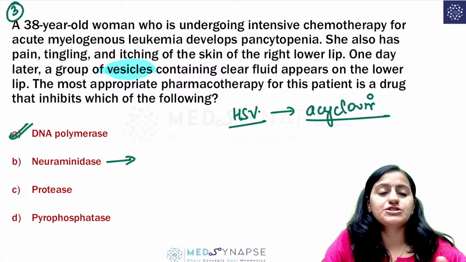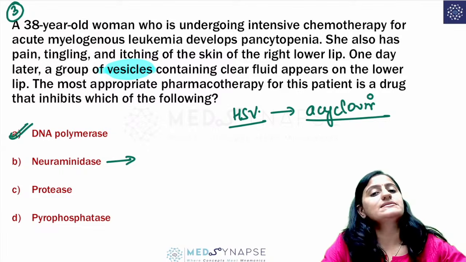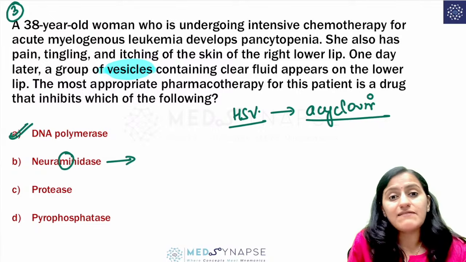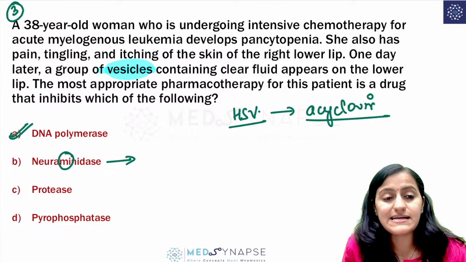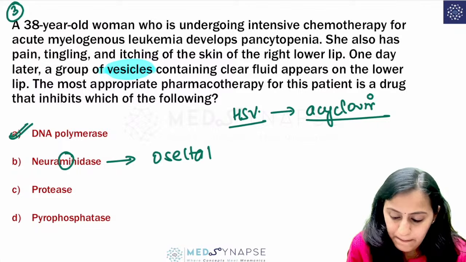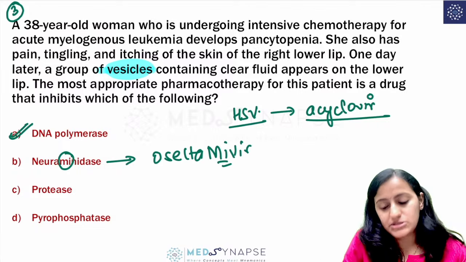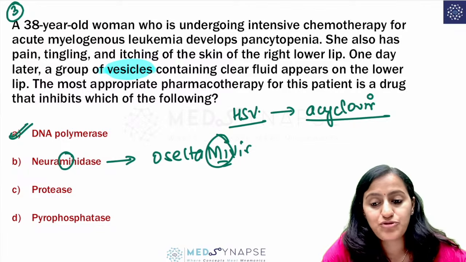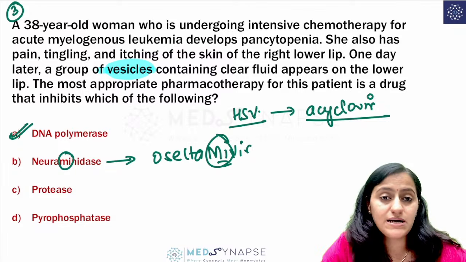Yes, correct, Nakash. Above waist HSV1, below waist HSV2. Neuraminidase drugs: oseltamivir, zanamivir, right? So remember, oseltamivir. So that is the neuraminidase drug. Okay, that is the neuraminidase drug. Clear with everyone? Yes, Brunda.